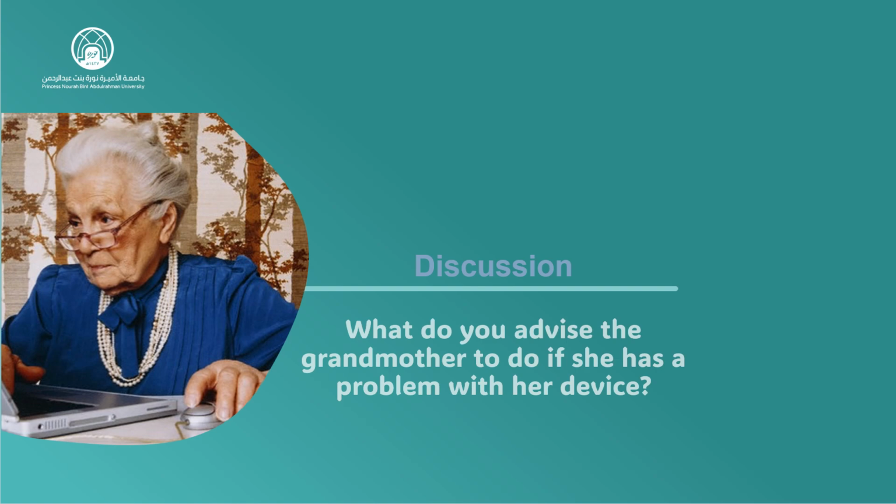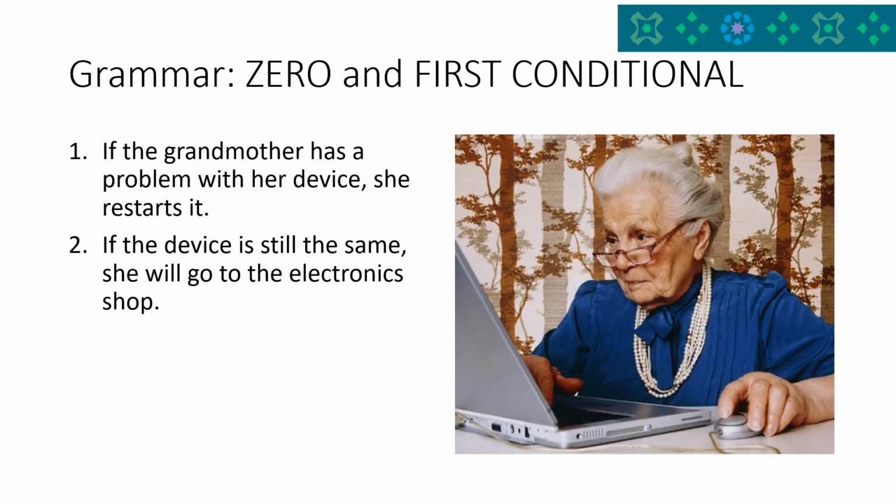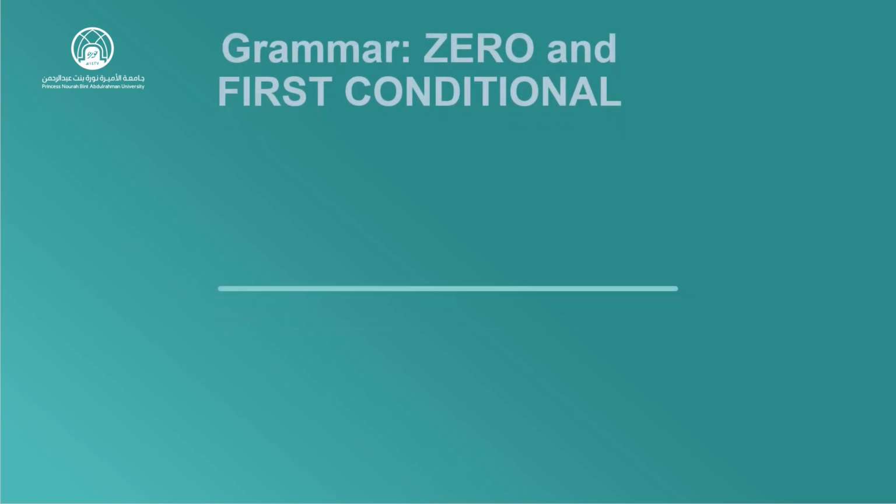What do you advise the grandmother to do if she has a problem with her device? Probably you are going to answer with two sentences. The first sentence says, if the grandmother has a problem with her device, she restarts it. Or you would say, if the device is still the same, she will go to the electronics shop. These two sentences are examples of the first and zero conditional.